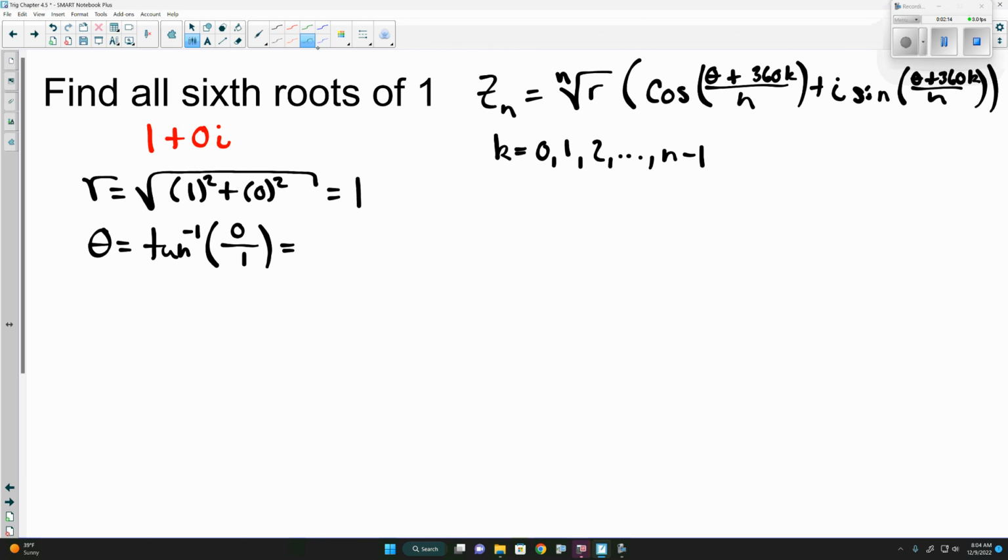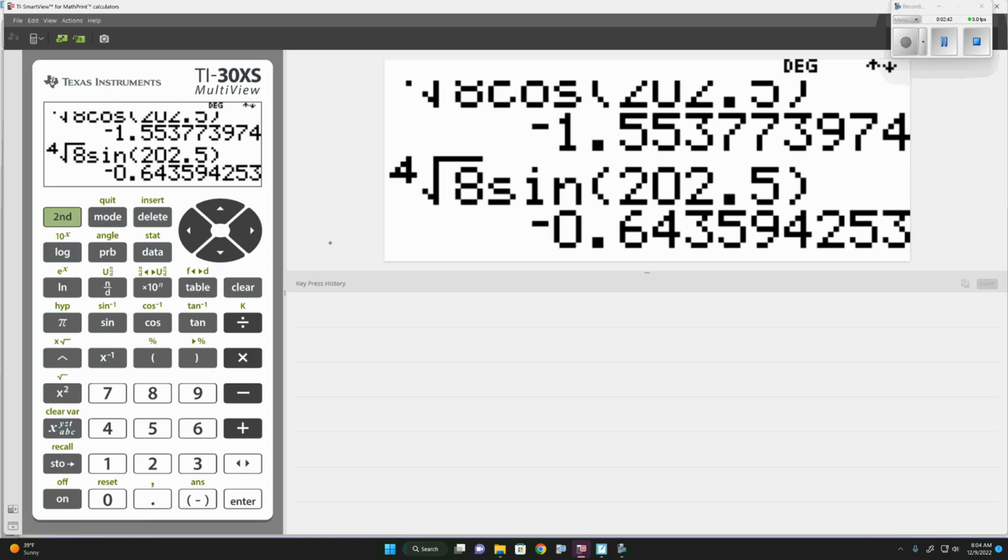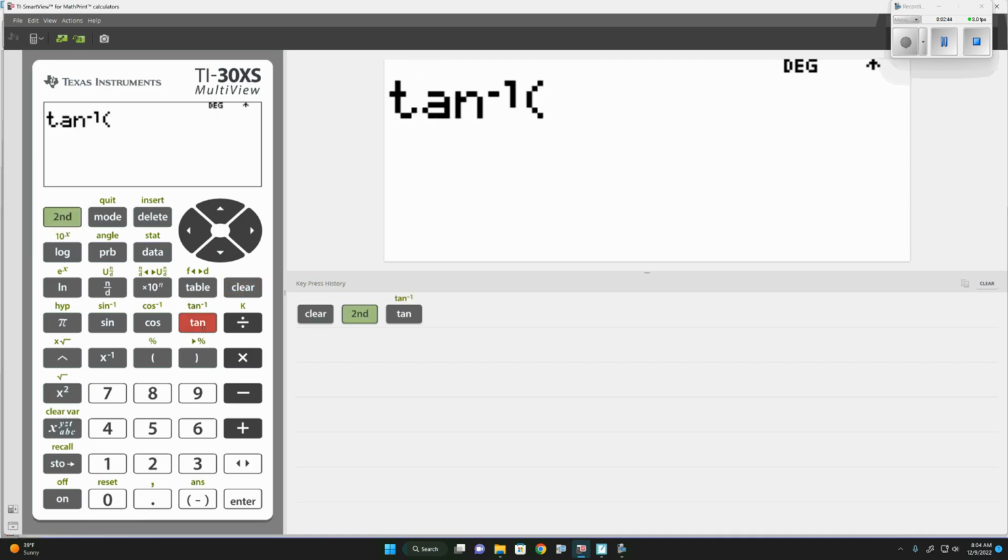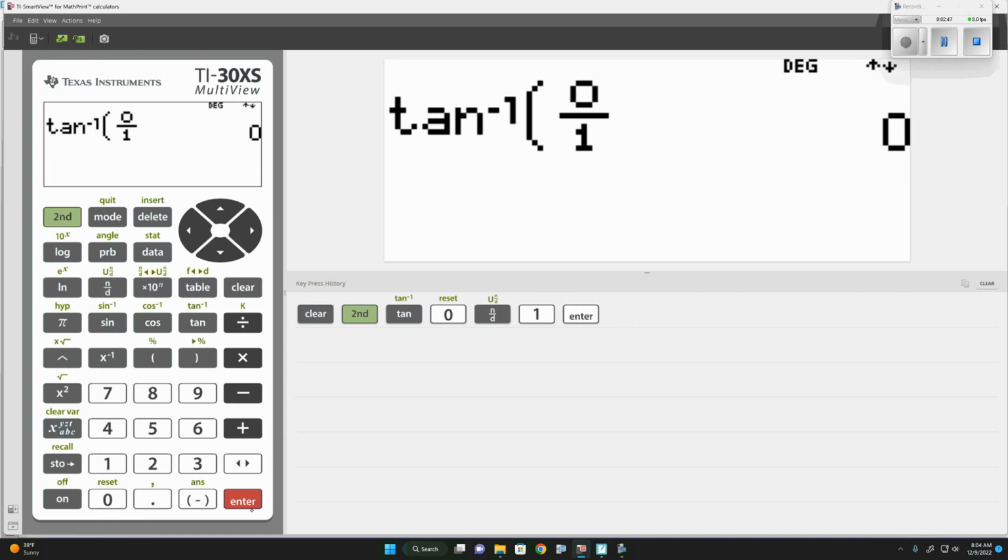And for any of these here, as I said before, it's really thinking of it also in terms of the complex plane or the Cartesian coordinates, x, y, where the point's at. Because we could go through and do tangent inverse of 0 over 1 to try to find that angle, but on a graph, it's going to be right there. It's going to be on the positive x-axis, which is 0 degrees. If we use the calculator, second tangent inverse of 0 over 1, it'll tell us it's 0 degrees. So kind of using both is sometimes helpful.